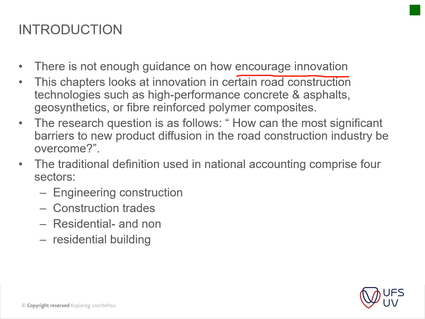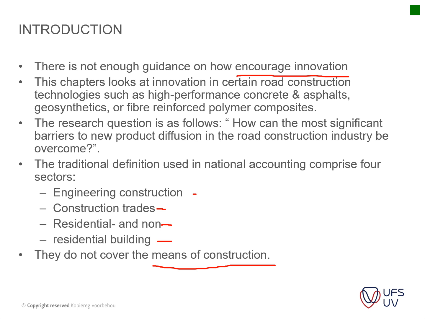The traditional definition used in national accounting comprised 4 sectors. So this is just the national accounting sector, which classifies construction as engineering, construction trades, residential and non-residential buildings. They do not cover the means of construction, so they do not look at labor intensive, for instance, lightweight steel in comparison with brick and mortar construction, etc.